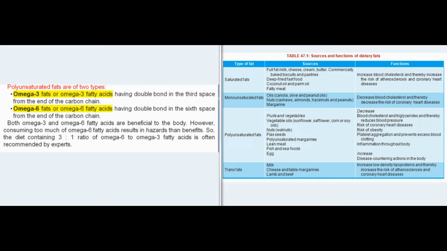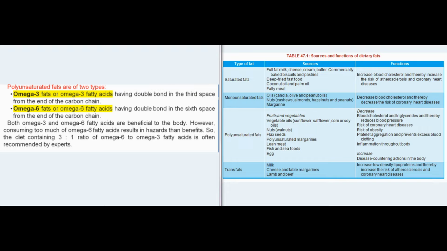Polyunsaturated fats belong to the family of essential fatty acids required in diet. Polyunsaturated fats are of two types: omega-3 fats or omega-3 fatty acids, having a double bond in the third space from the end of the carbon chain. Omega-6 fats or omega-6 fatty acids, having a double bond in the sixth space from the end of the carbon chain.